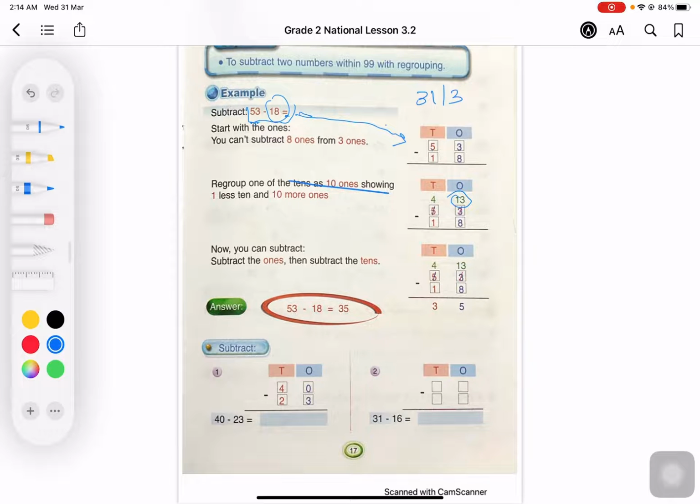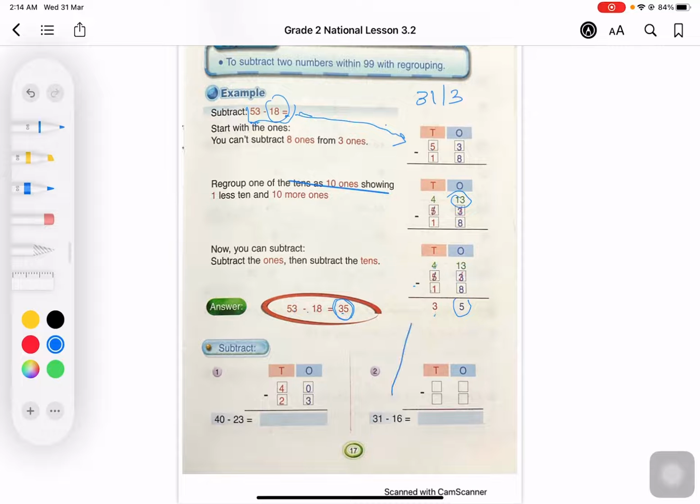Yes. How? Put 8 in your mind. Count on 8, 9, 10, 11, 12, 13. How many? 5. Now the tens becomes 4. 4 minus 1, the answer is what? 3. So 53 minus 18, the answer is 35. As I said before, we call the 35 the difference.